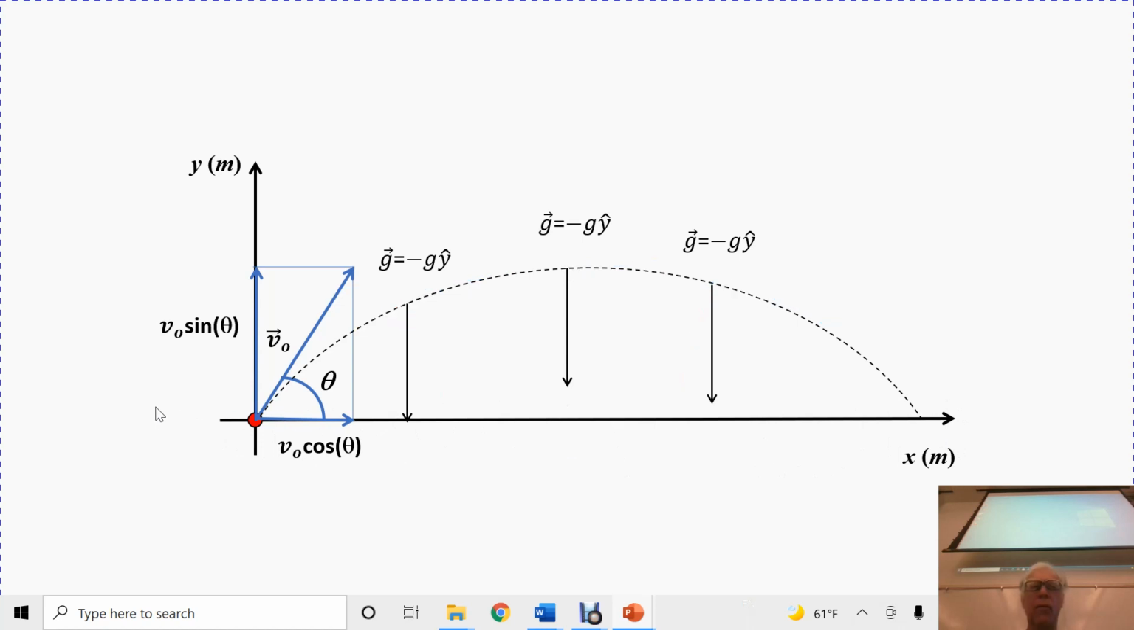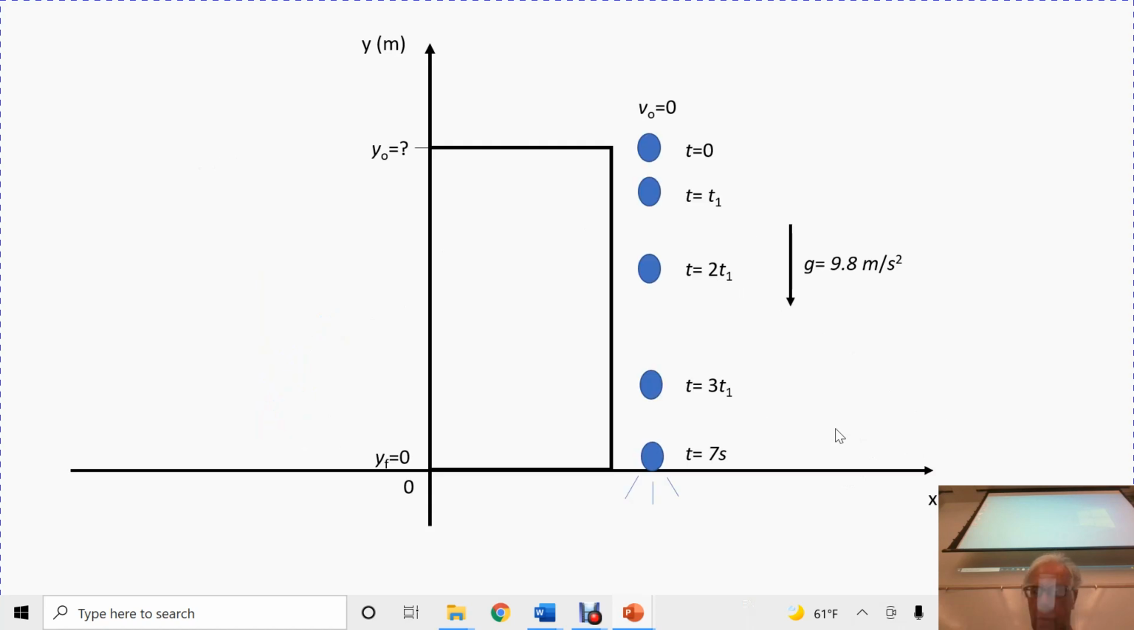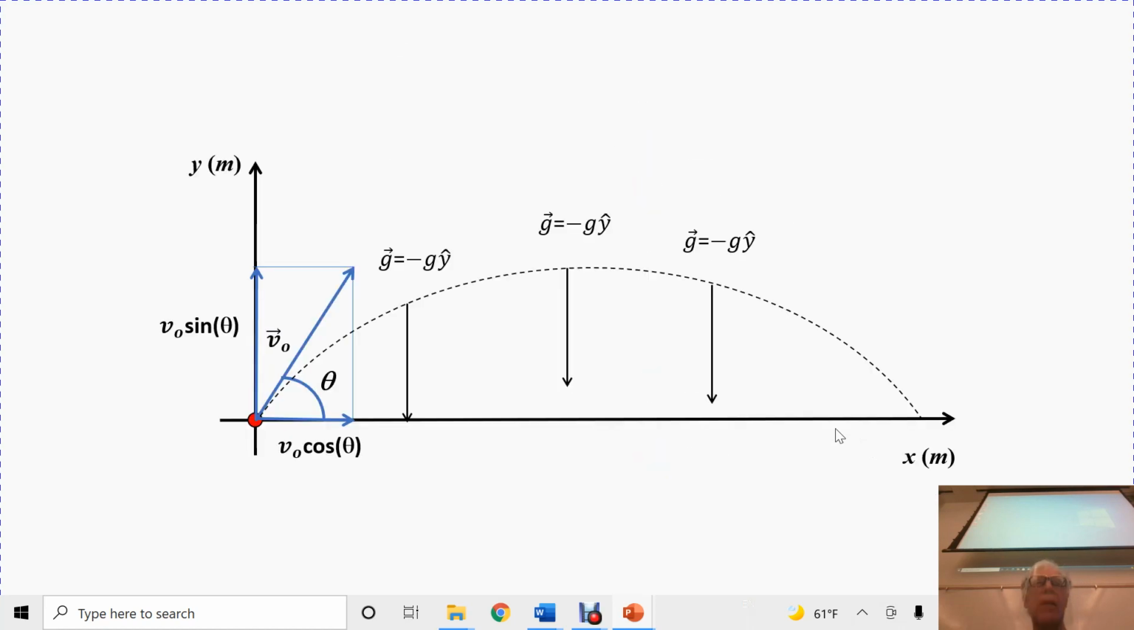And so in order to find the range, what do you have to do? You already have your equations of motion. What you have to do is find the time of flight of the projectile from here to here. Once you find the time of flight, then you plug the time of flight into the equation for the x component. That's how you do it. Make sense? So that's the trick of the problem.